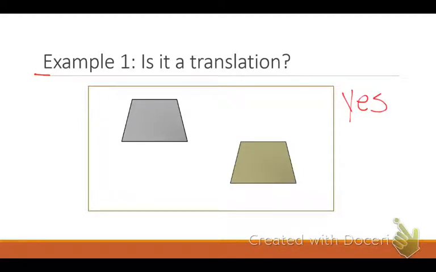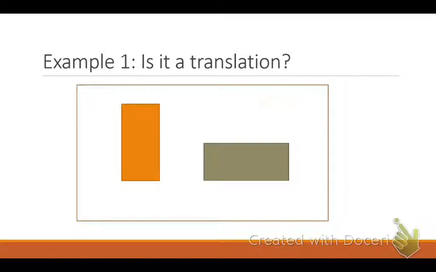Okay, you do have some of these on your homework. All right, next one. Is it a translation? No. Okay, you say no. Can you tell me why not? Because it turns. There's the word. It turns. Okay, so that's what I said.